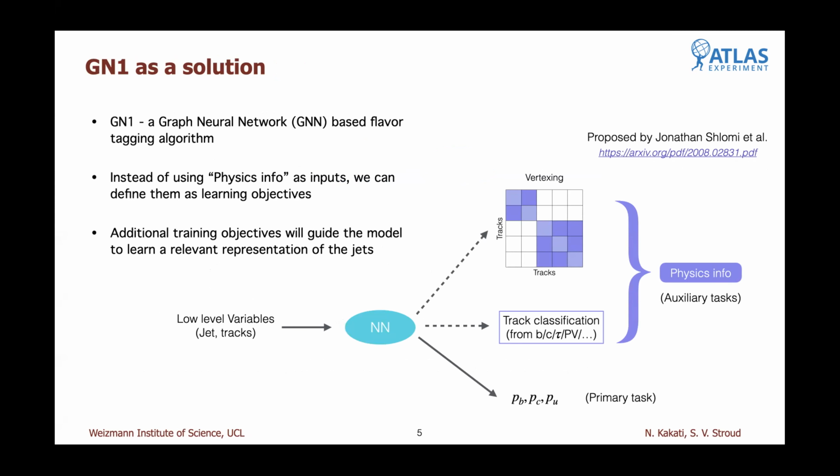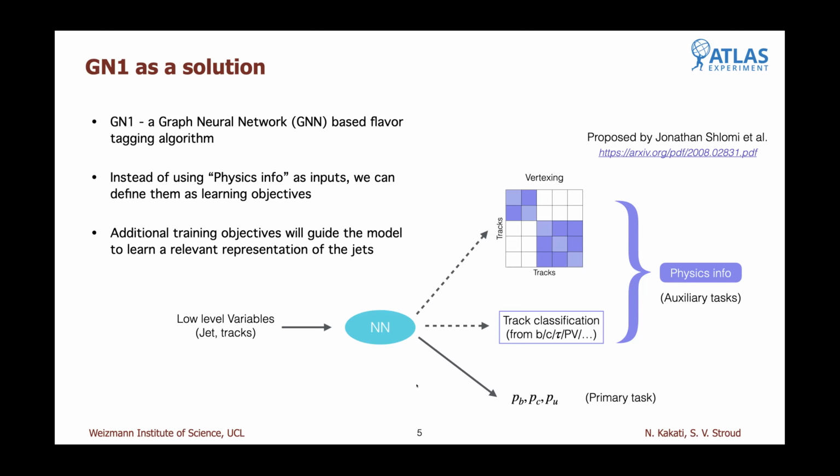GN1 is a new graph neural network-based flavor tagging algorithm. The idea here is that instead of feeding that physics information as input to the high-level taggers, we define it as learning objectives. So the network will have its primary objective, which is to learn the probability of the jet being a B, C, or light jet. But additionally, we will define some training objectives that will guide the network to learn a relevant representation of the jets, which will also encode this physics information in its hidden space.